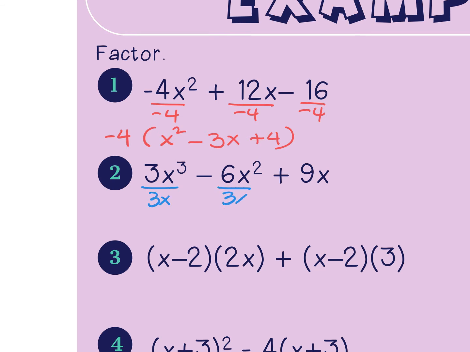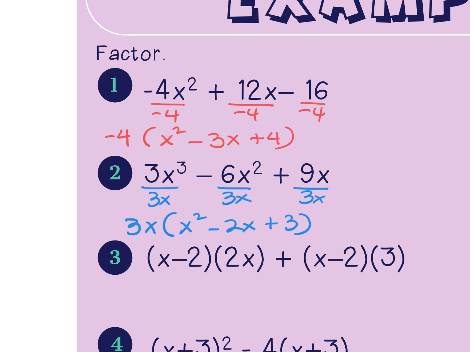3x is my GCF. Again, the GCF goes outside, and then in the parentheses, you're going to show the division of each term. 3x to the third divided by 3x is just x squared. -6x squared divided by 3x is -2x, and 9x divided by 3x is 3.